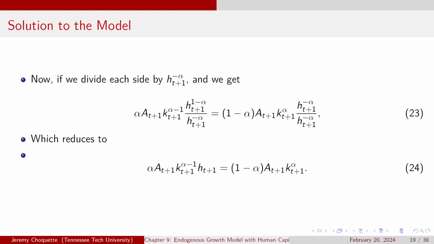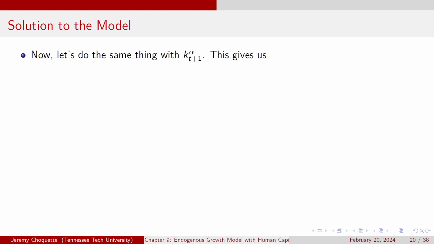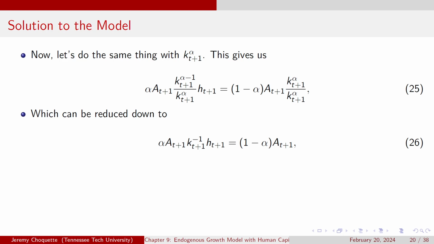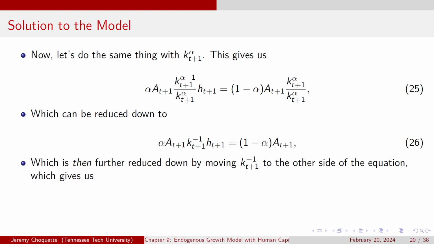Well, if I did that with h_{t+1}, surely I can do the same thing with the k_{t+1}, right? So I've got an alpha minus 1 and an alpha. So I'm going to do the same thing with k_{t+1} to the alpha, which reduces to alpha times A_{t+1} times k_{t+1} to the minus 1 times h_{t+1} equals 1 minus alpha times A_{t+1}. Well, I can further reduce that by moving k_{t+1} to the minus 1 to the other side of the equation, which now just gives me k_{t+1}. So I've got alpha times A_{t+1} times h_{t+1} equals 1 minus alpha times A_{t+1} times k_{t+1}. Cool.